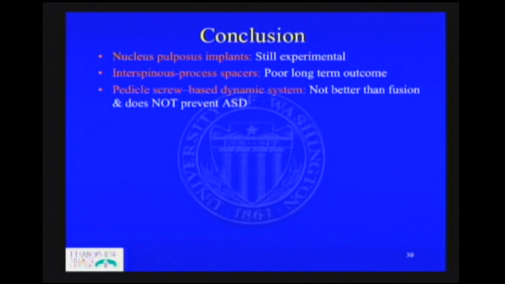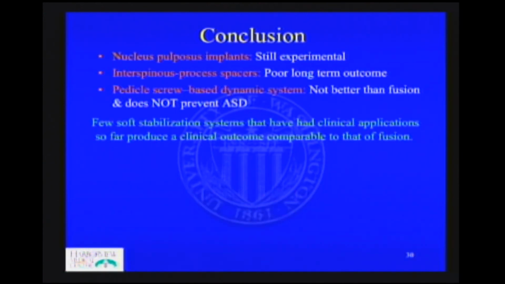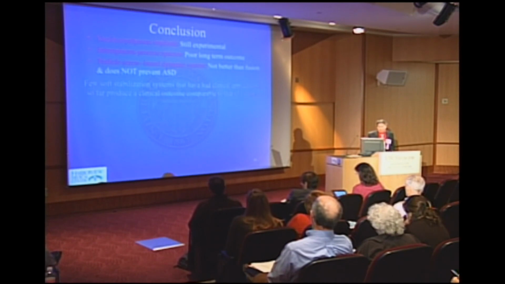Now, in conclusion, the NUCLEUS implants are still experimental, and the interspinous process spacers have poor long-term outcomes, and the pedicle screw-based dynamic systems so far show no better than fusion and do not prevent adjacent segment disease. The few soft stabilization systems that have had clinical applications so far produce clinical outcomes just barely comparable to those of fusion, and there's no prospective randomized controlled trial yet to show that they are better or even to show the indication, which is essential for the practice of evidence-based medicine.